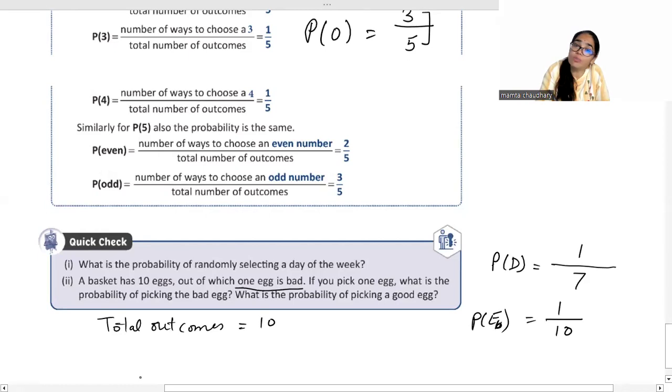Right? Now, what's the probability of picking a good egg? How many total outcomes are there? 10. How many eggs are good? There are total 10 eggs, 1 is bad, so the remaining 9 are good. So favorable are 9. So what is the probability? 9 by 10. Right?